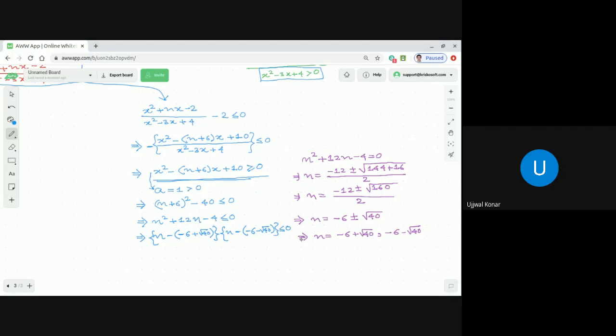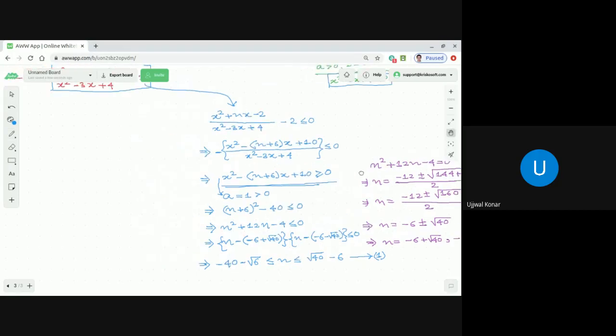So from here what we can say, when you remember, dear students, x minus alpha into x minus beta less than equal to 0, that means what? X is in between alpha and beta, minimum of alpha and beta, less than x, less than maximum of alpha and beta, but here it is n. So what we can say? We can say that minus 6 minus square root of 40 is less than equal to n, less than equal to square root of 40 minus 6. Anyone has any doubt, please do let me know. This is the number one equation we get. In equation we get ranges of values. Dear students, absolutely clear? Yes.